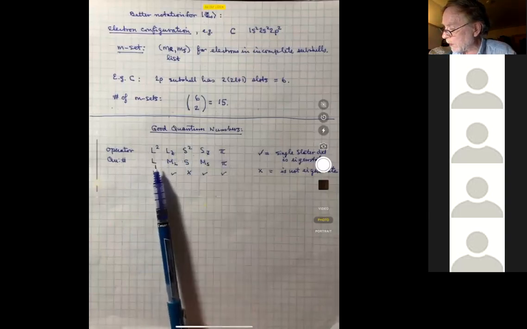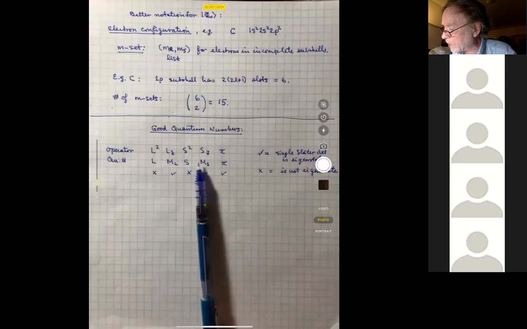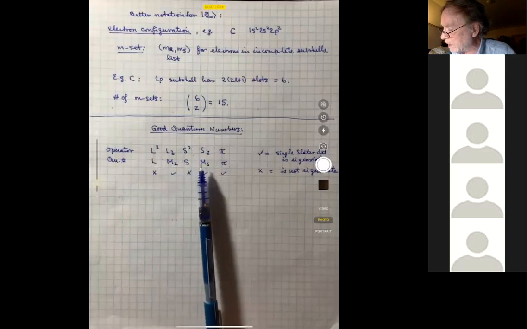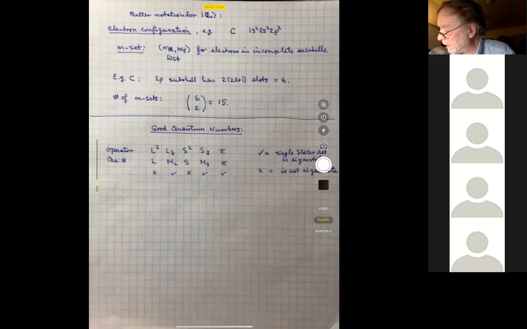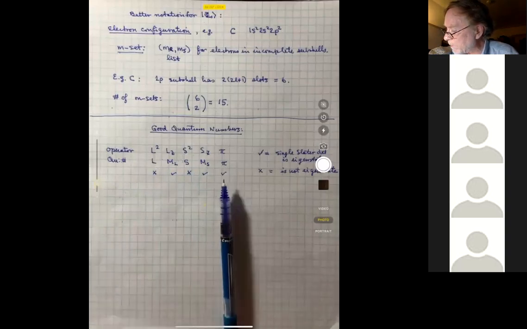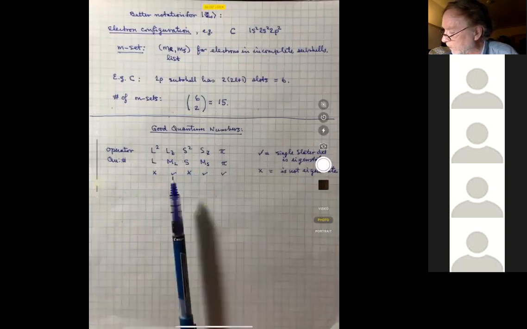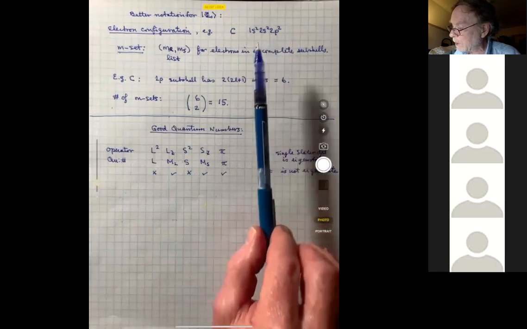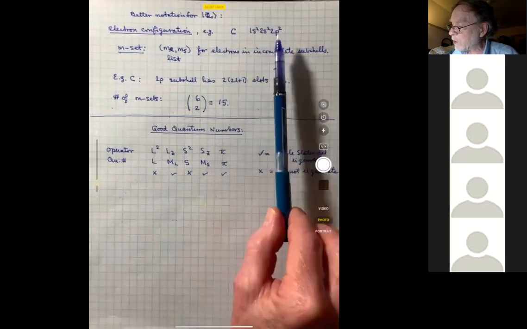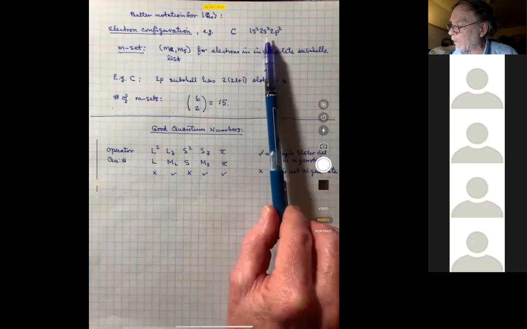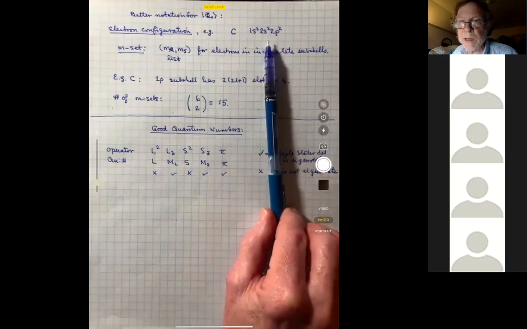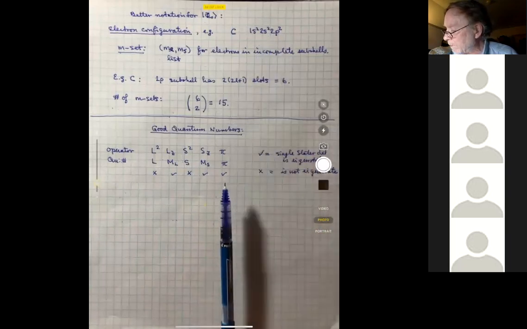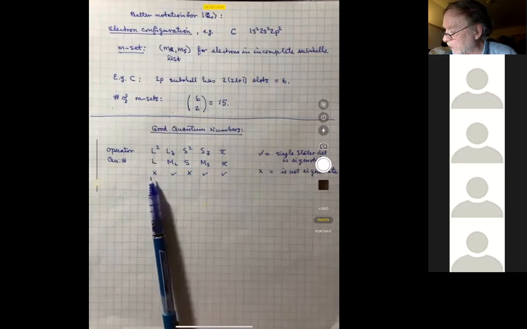The quantum numbers themselves are denoted by L, capital letters all across, L, M sub L, S, and M sub S, and parity pi. A single Slater determinant is automatically an eigenstate of L_z, S_z, and parity pi. In fact, the parity depends only on the electron configuration. So we're going to be working within just a single electron configuration. For example, for carbon, it's even. It's plus one parity.